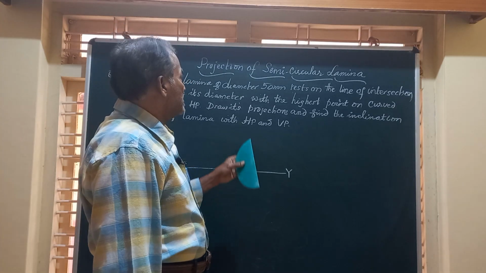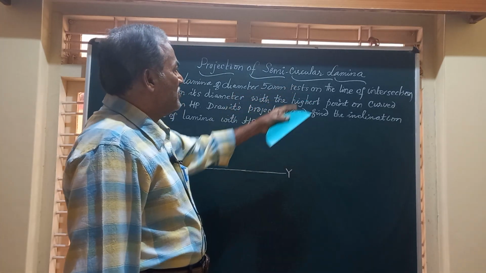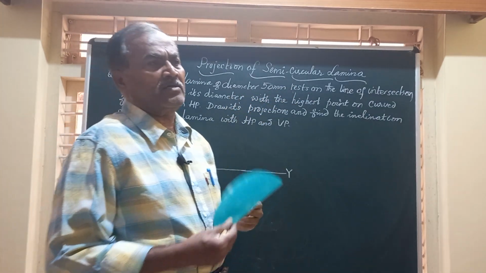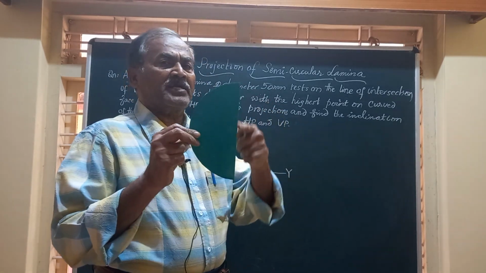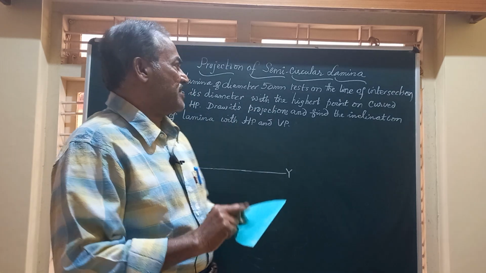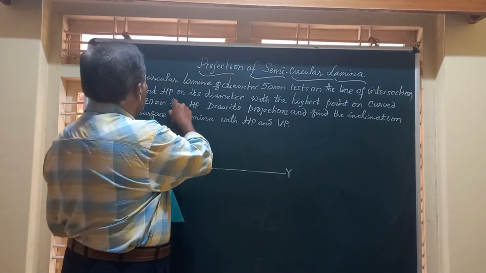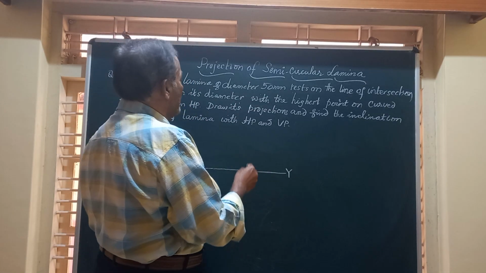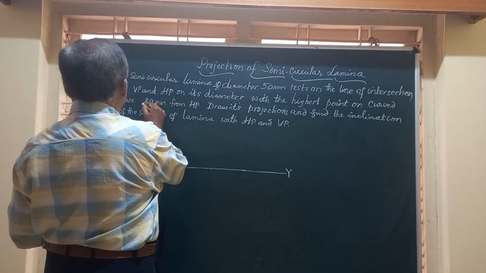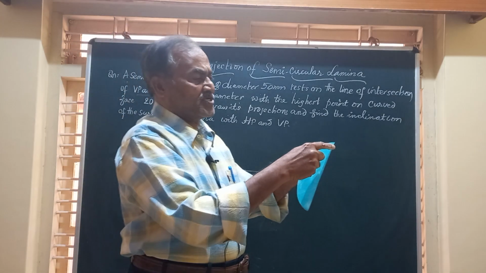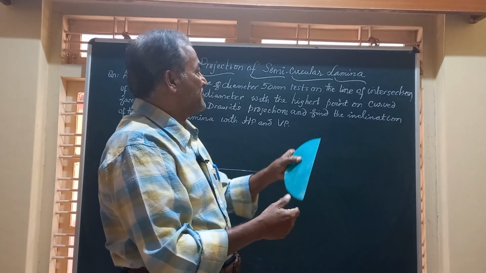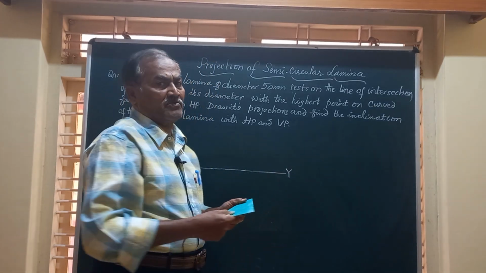Friends, in today's session, we are going to work out a problem on a semicircular lamina, a half lamina like this. They have specified what the diameter is for this lamina. It is resting on the line of intersection of HP and VP. So that they have given here. That is to say, it has to rest on the longer diameter, which is 50 mm, on HP and VP.